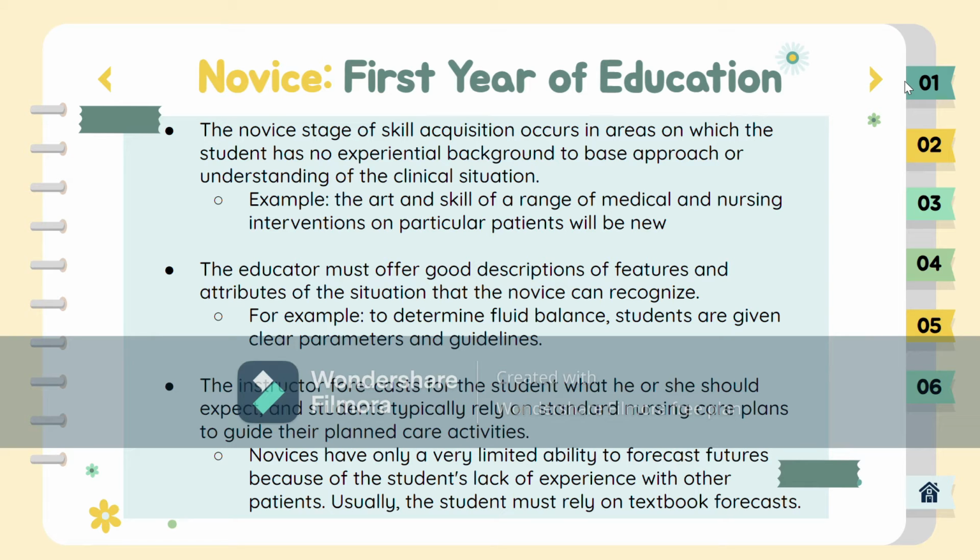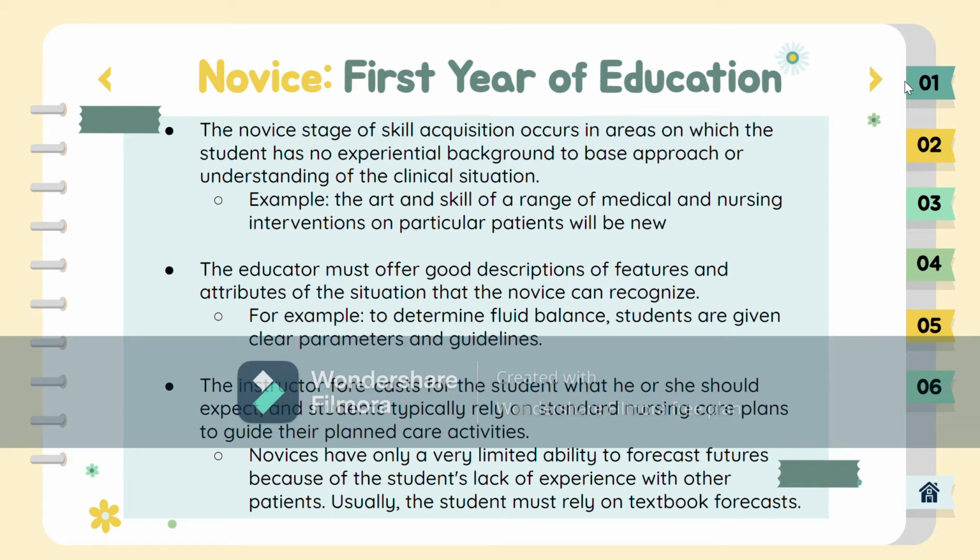The educator must offer good descriptions of features and attributes of the situation that the novice can recognize. So, for example, to determine fluid balance, students are given clear parameters and guidelines. You can see this back when we were in first year in our FN or our fundamental subject during our RLE procedures. We were given parameters and guidelines for our return demonstrations.